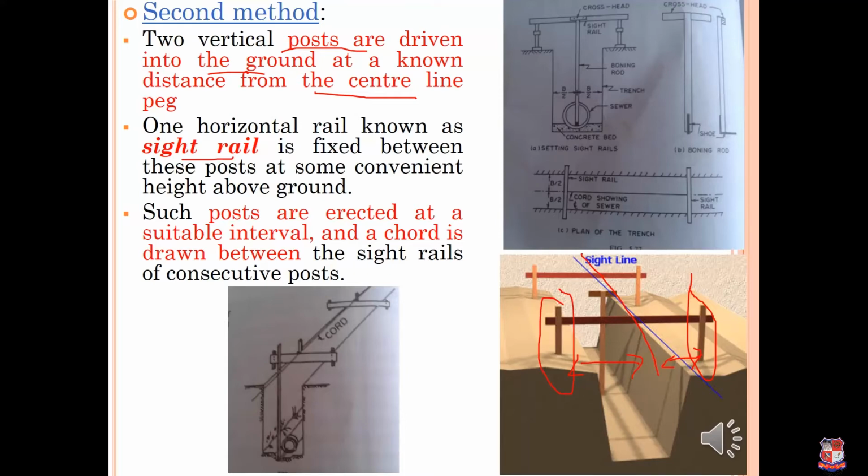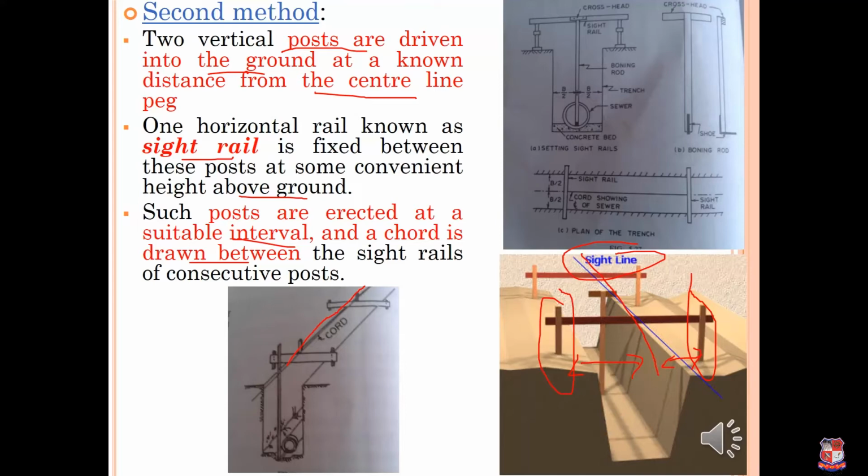So here in this figure you can see this is your sight line that is containing your sight rail, fixed between these two posts at some convenient height above the ground level, and such posts are erected at a suitable interval and the cord is drawn between these two. So this cord will represent your center line, and accordingly you have to go for the center line work. So in this figure you can see this vertical post, this is called as sight rail.